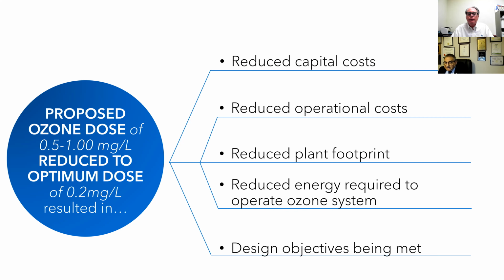Also, there is a key issue here, which is the reduction of the plant footprint, because of the size of this application and additional processes we looked at. The reduction of energy was a key for operation of the ozone system. And the main thing in meeting all these issues is we still meet the design objectives for the water treatment. The next slide, please.